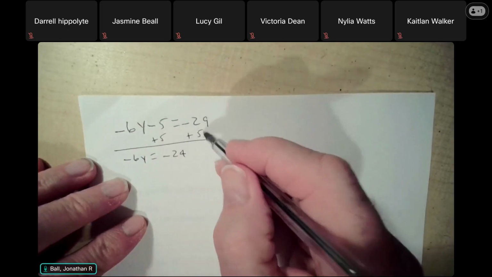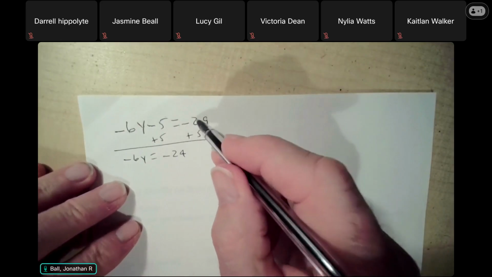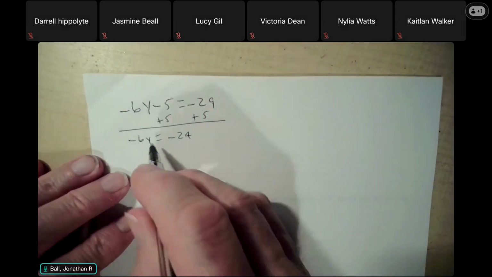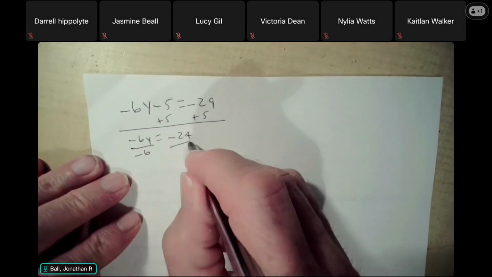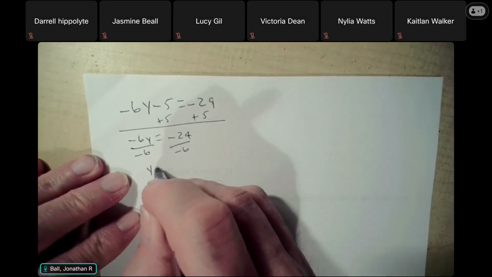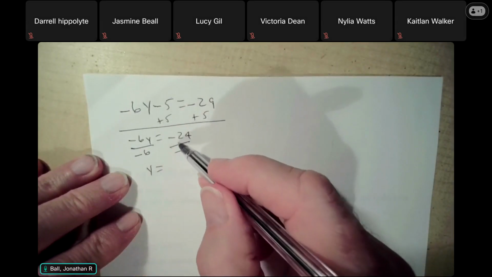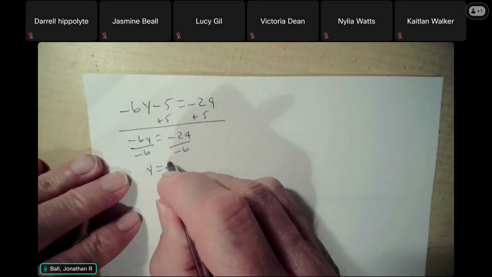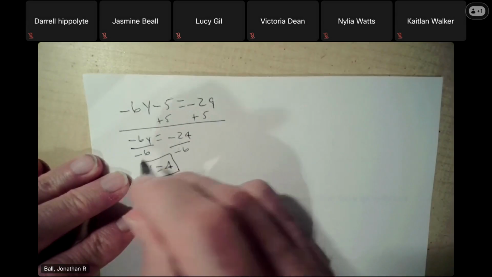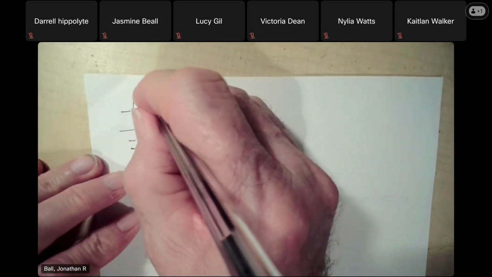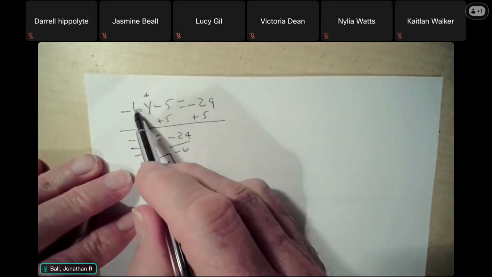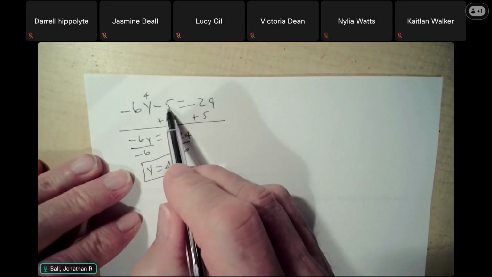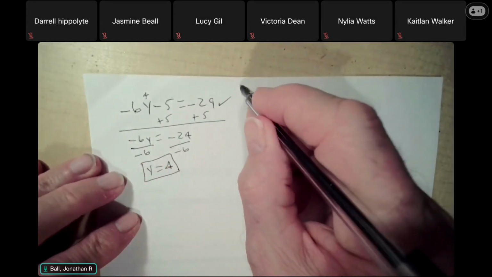Okay, signs are different, so we subtract, take the sign of the larger number. Actually, that's smaller, but you see what I'm saying. Divide by negative 6, divide by negative 6. y is negative divided by a negative is a positive. Was that 4? And you can plug it back in. Negative 6 times 4 is negative 24. Negative 24 minus 5 is negative 29, so we are correct.